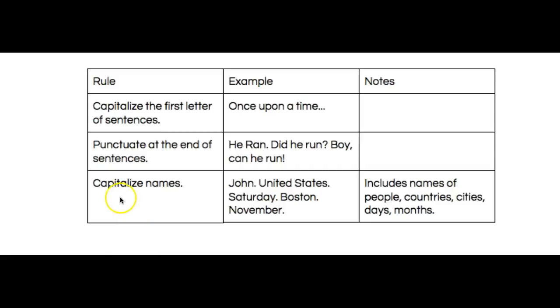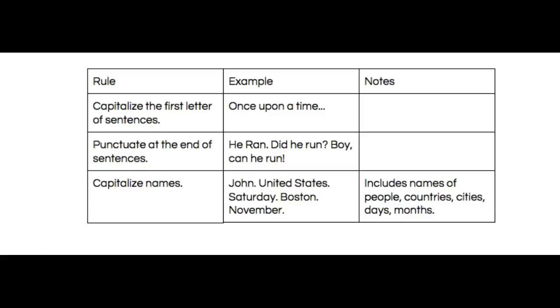The third rule that you can add is that you need to capitalize names or proper nouns. So for my examples, I have a name John, the United States, Saturday, Boston, and November. Just a variety of things that need to be capitalized in writing. And then I also added some notes. So I didn't do that for my first 2 rules, but I wanted to do it for my third rule because there are a variety of things going on. So it says it includes names of people, countries, cities, days, and months. If you want to add more examples or more of your own notes, feel free to do that. But make sure you get these 3 rules in your proofreading notes in your language arts notebook.